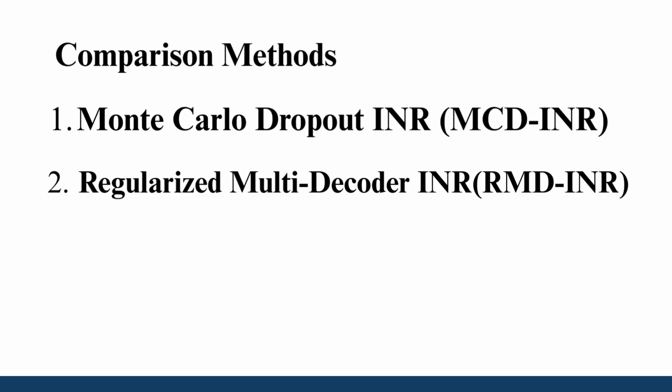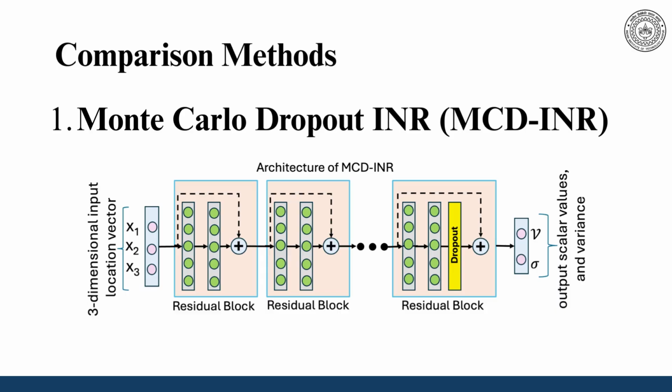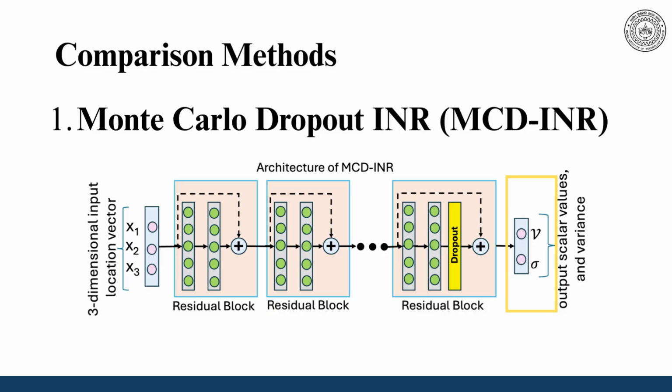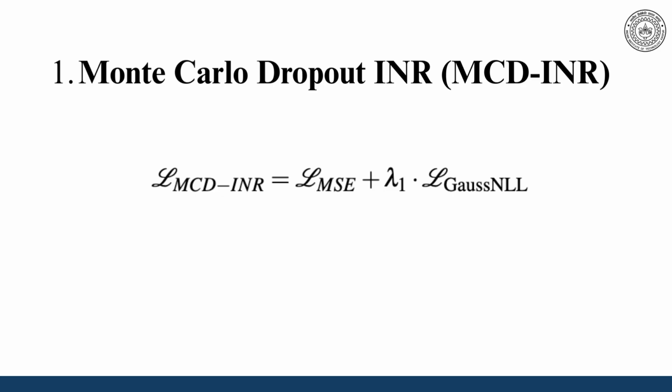In enhanced MCD-INR, we apply dropout only at the last residual block to simulate a partial Bayesian network without degrading reconstruction quality. During inference, we perform multiple stochastic forward passes. The mean prediction gives the scalar value, variance across passes gives epistemic uncertainty, and the predicted variance provides aleatoric uncertainty. To enable this, we add 1 additional output neuron so the model predicts both mean and variance, and train it using Gaussian negative log likelihood combined with MSE.